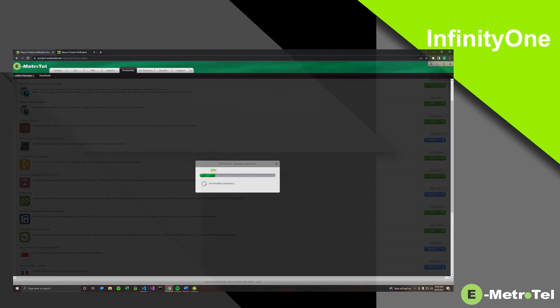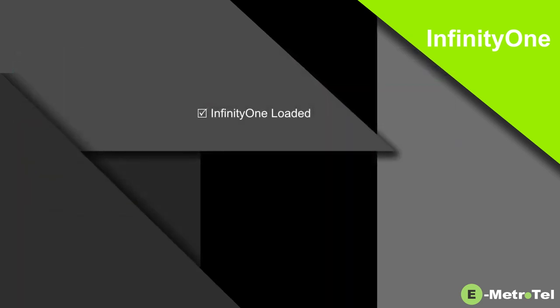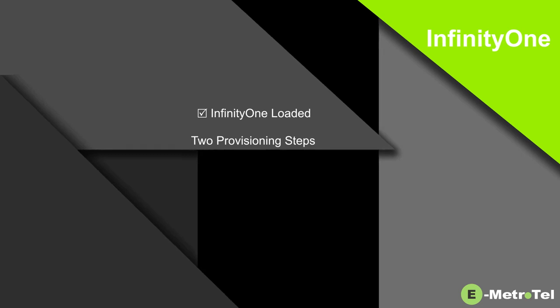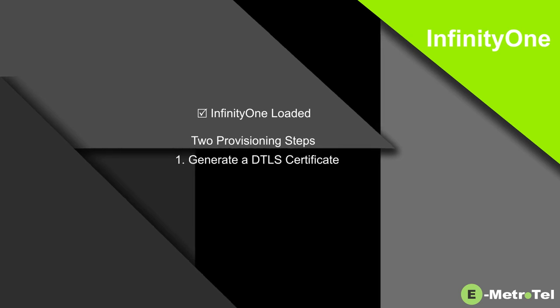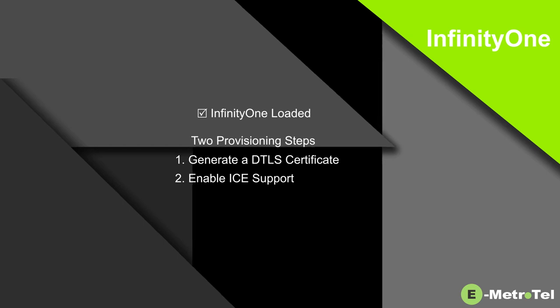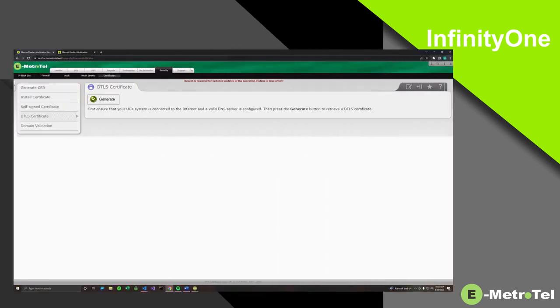Now that we have the InfinityOne application loaded on our UCX system, there are two provisioning steps we need to perform to ensure that InfinityOne is fully integrated with the host UCX. We need to generate a DTLS certificate and then set ICE support enabled to true. Navigate to the Security /Certificates DTLS certificate page and click on the Generate Action box. The system will respond with the message, a DTLS certificate is installed, along with valid until and serial number details.